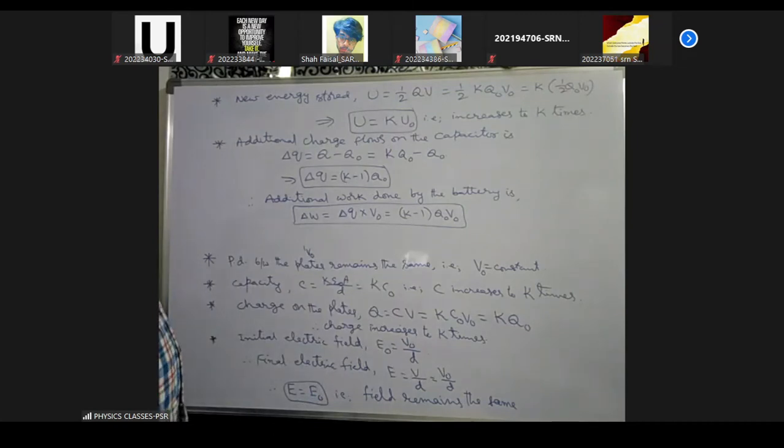For metals, what is the value of K? 0, sir. For metal conductors, what is the value of K? 0. Not 0, it is infinity. Remember. Okay, this is about case 1.